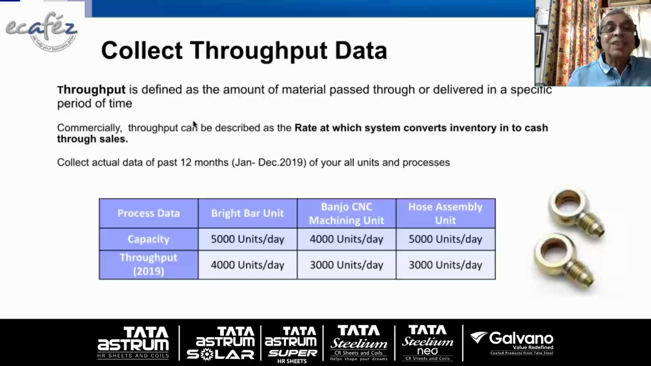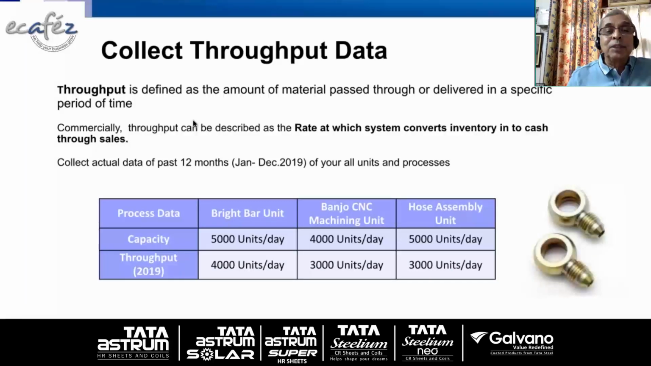So there are 3 ways to interpret throughput: at what rate you are producing and delivering the product; second, at what rate you are converting your inventory into cash by producing and selling it; and third, at what rate money is coming into your company. This is throughput. For throughput, first you have to collect the throughput data of all 3 strategic business units. Capacity and throughput of 2019 was collected based on the historical records.